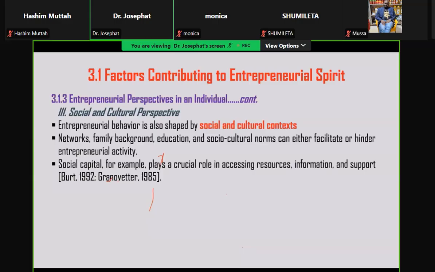Social capital, for example, plays a crucial role in accessing resources, information and support. So unapokuwa na social capital, tunaangalia vitu kama hivyo. We talk about networking, family background, education, social and cultural norms, and the likes. That's social capital. Social capital plays a crucial role in accessing resources, including financial resources. You can get contributions from the networks and from families. But it also has a high impact in accessing various information. So information mbalimbali unaweza kuzipata, accessing the right information at the right time. We talk about other kinds of support.